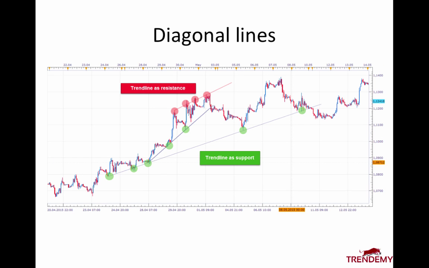For diagonal lines, in contrast to support and resistance lines, trend lines are diagonal lines that also connect highs or lows but slope upwards or downwards. By connecting lows in an uptrend, a trader can draw a trend line that signals the direction of the trend. Furthermore, the angle of the trend line can provide information about the strength of the trend.